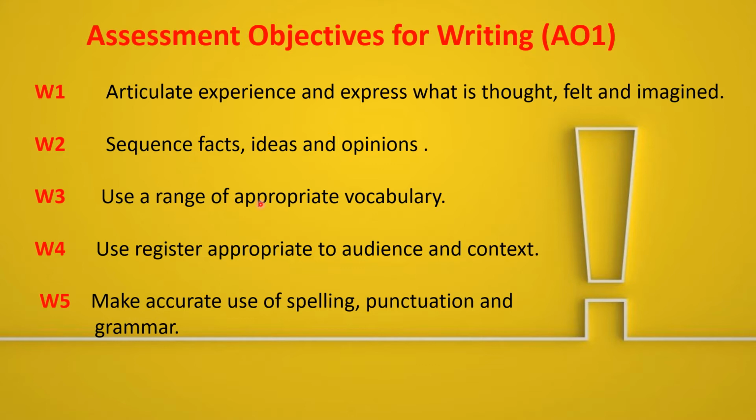You are able to use a range of appropriate vocabulary. Your word range is quite good, and you have an ample word bank. You are not repeating it. You use your register appropriate to audience and context. Your language is quite suitable to whom you are writing to, and you are making accurate use of your spelling. Your punctuation is correct and your grammar is correct. So these are the assessment objectives set by Cambridge for this part of the paper, and they are really covering a lot of things, which we are going to discuss. I'm sure that these assessment objectives are clear.